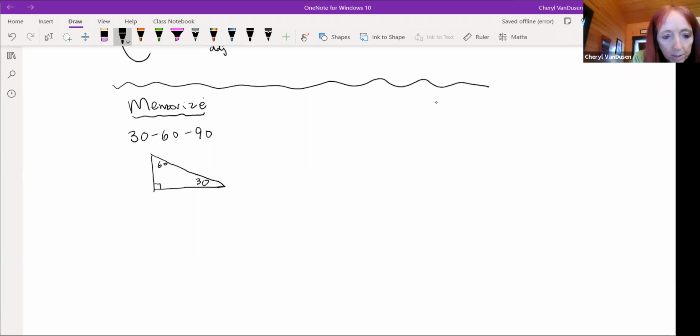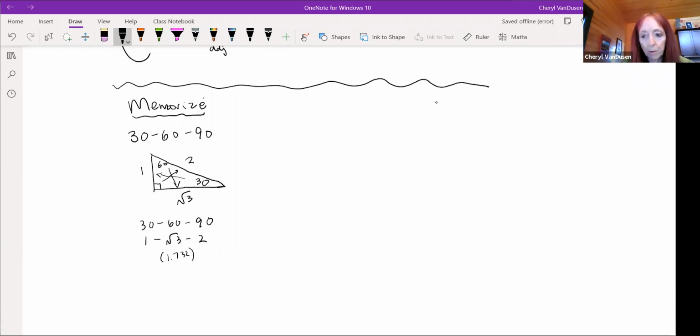So across from the 30 degrees is the side length of 1. Across from the 60 degrees is a side length of √3. And across from the hypotenuse is a side length of 2. Obviously, you don't need to put those arrows every time that you're writing a 30, 60, 90. So a 30, 60, 90 triangle is a 1, √3, 2 triangle. So as the angles get bigger, the side lengths get bigger. √3 is 1.732. So that might help you to remember as well which one goes where.